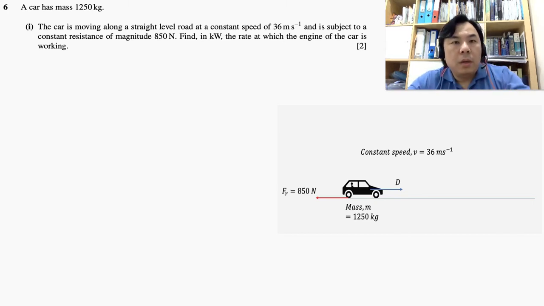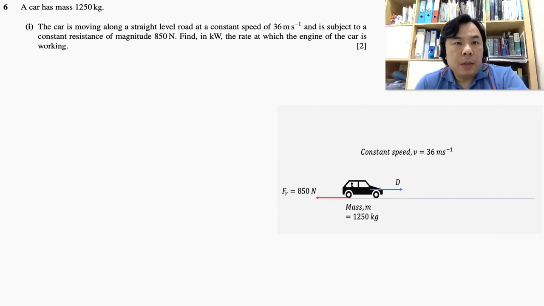This time, I'm trying to provide a solution to one of the A-level mathematics mechanics problems, which is requested by one of my students. Let's take a look at this. According to this question, a car has a mass of 1,250 kg. I believe that will be a typical mass for a saloon car.